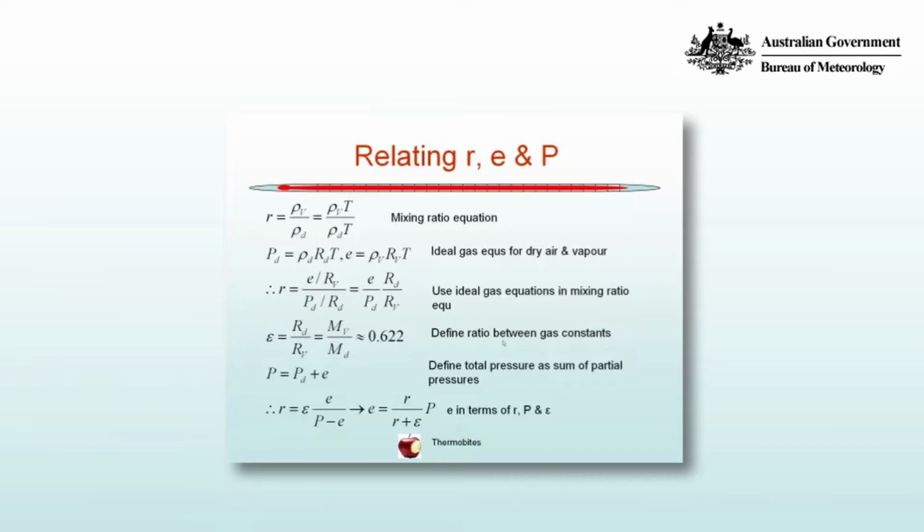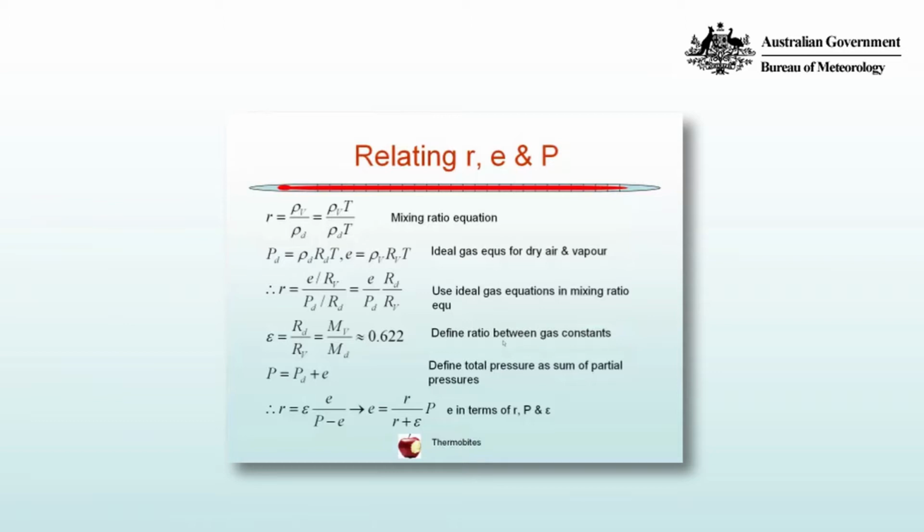Now we can define a ratio between the gas constants. Epsilon is equal to RD on RV, and because the equations for the specific gas constants involve the universal gas constant divided through by the molecular weight of the particular constituent, epsilon may be written as the molecular weight of vapour over the molecular weight of dry air, which is about 0.622.